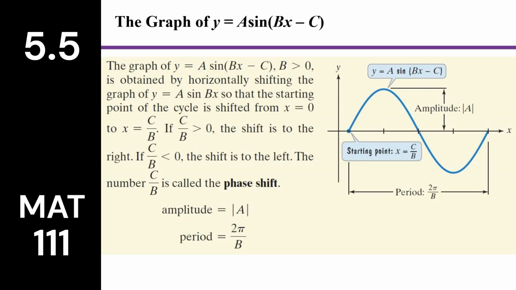So we've explored how to find the amplitude and period using A and B. Now we're going to see how to find the phase shift with the formula C over B. The phase shift will move the starting point of our graph to the left or to the right.